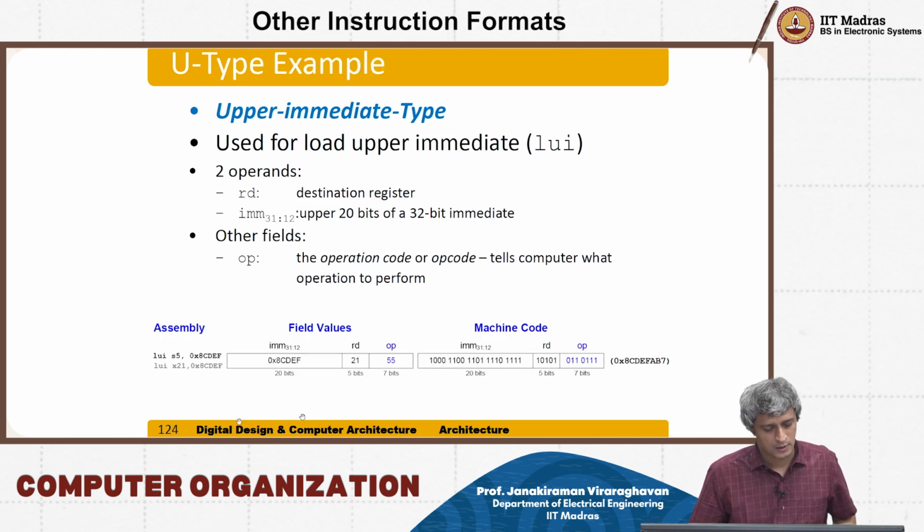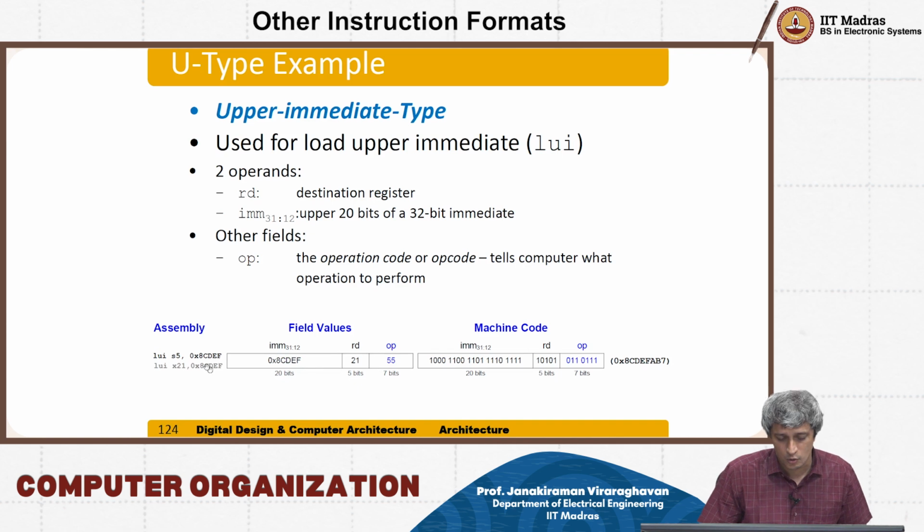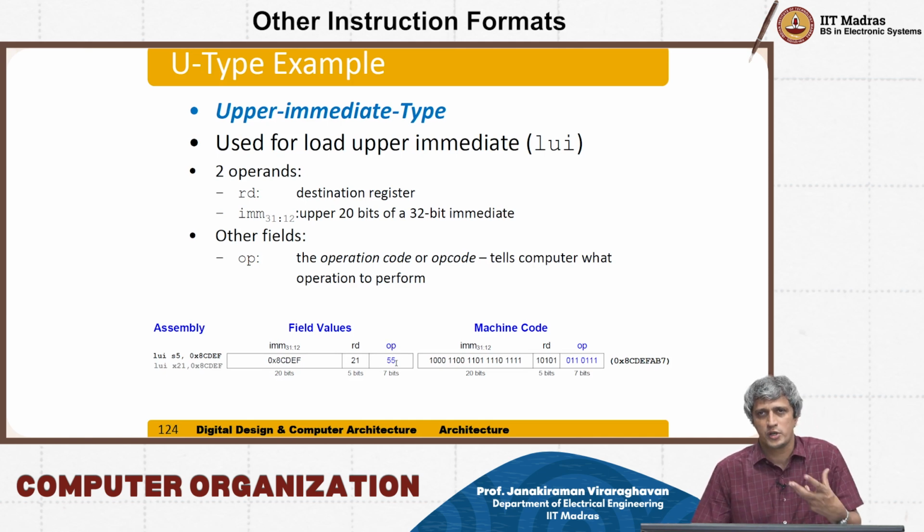If you go and look at load upper immediate, LUI is the mnemonic that is used. S5 is basically X21, and then I have a 20-bit number: 8CDEF. So it's 5 hexadecimal numbers, which makes it a 20-bit number, and therefore you say OP equal to 55, which corresponds to the load upper immediate, then the destination register, which is 21 in this case, and then you load the immediate data into the 20 bits as shown here, right.